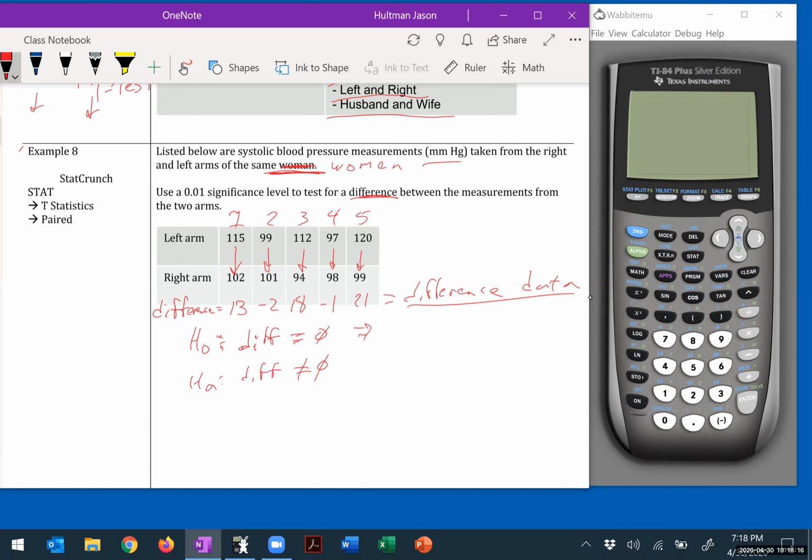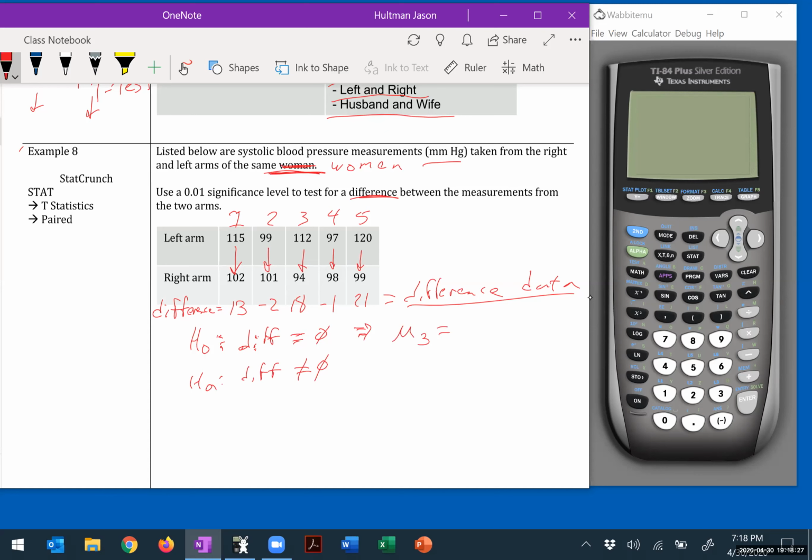Now, what are we looking for? We're looking for the averages. So mu3 is not mu1 or mu2, this is mu of the difference. Maybe we could write that mu sub d for difference. The average of the difference is equal to 0. That means there was no difference between the left and the right arms of these ladies. And for the alternative, mu sub d, there was a difference, that the difference was not 0. There was a significant difference, that is bigger than 0 or less than 0.